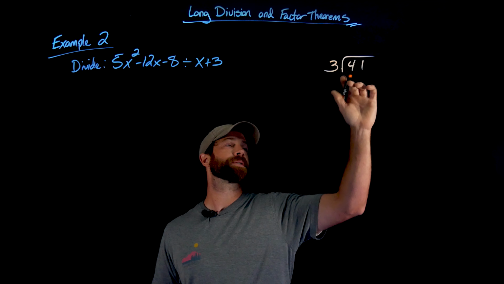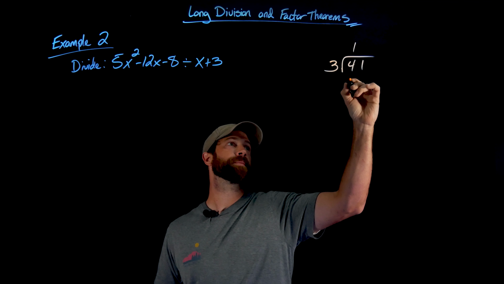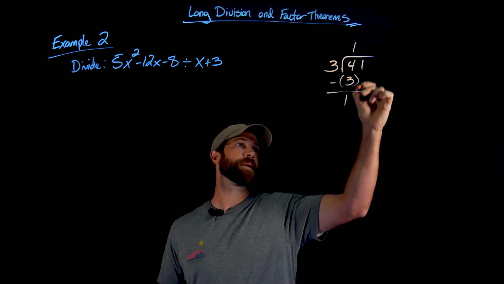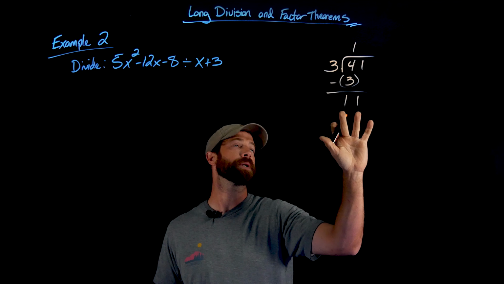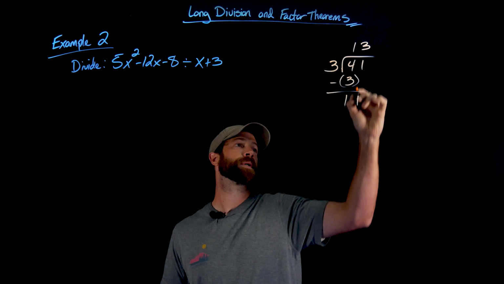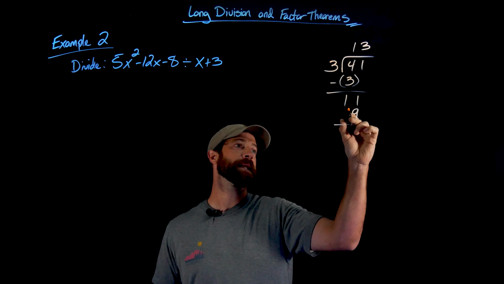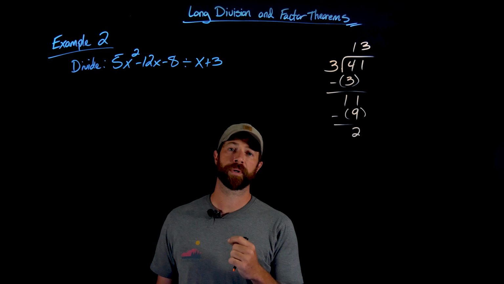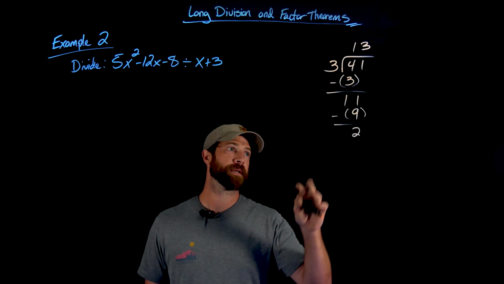Quickly going through this, 3 goes into 4 1 times, which gives me a 3. Subtract that to get 1, bring down the 1. 3 goes into 11 3 times, which gives me a 9, and now this doesn't end perfectly, I get a 2. There's importantly several different ways of writing the result here.